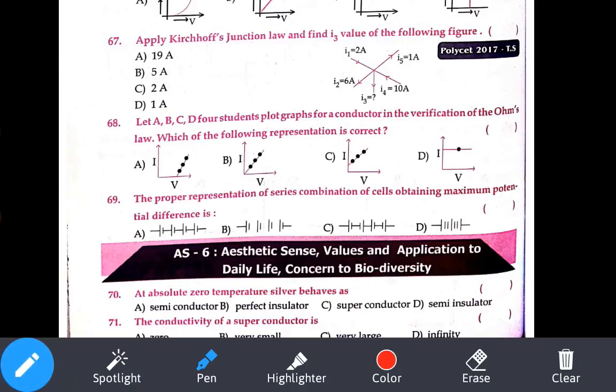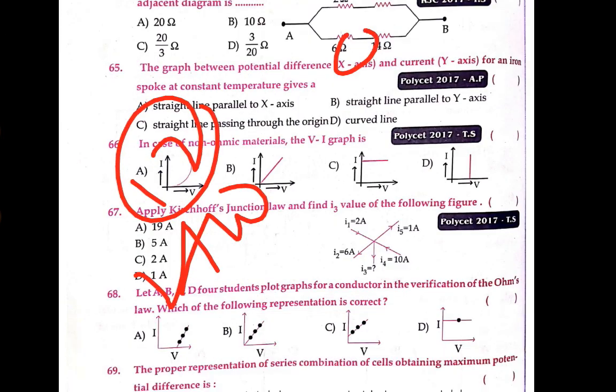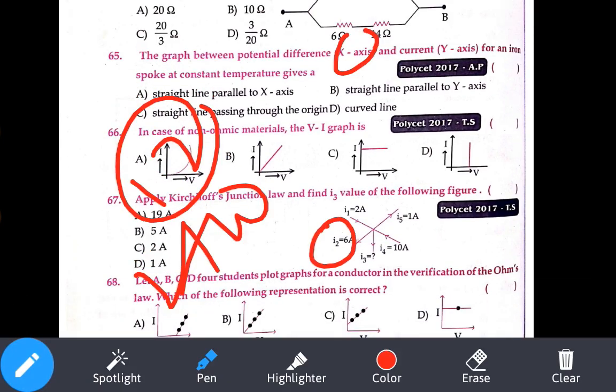Let me drag upwards. According to Kirchhoff's junction law, the sum of the currents entering the junction should be equal to the sum of the currents leaving the junction. What are the entering currents? I1 and I4 are entering. So the sum of the currents: 2 plus 10 is 12. 12 is the amount of current entering. Now listen, 12 is our entering current. Now what are the leaving currents? Leaving currents are 6 and 1, 6 and 1, then what?